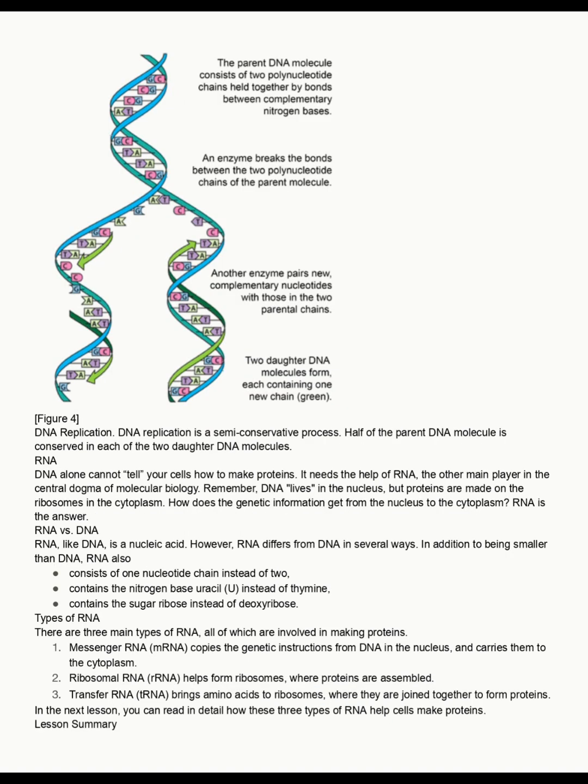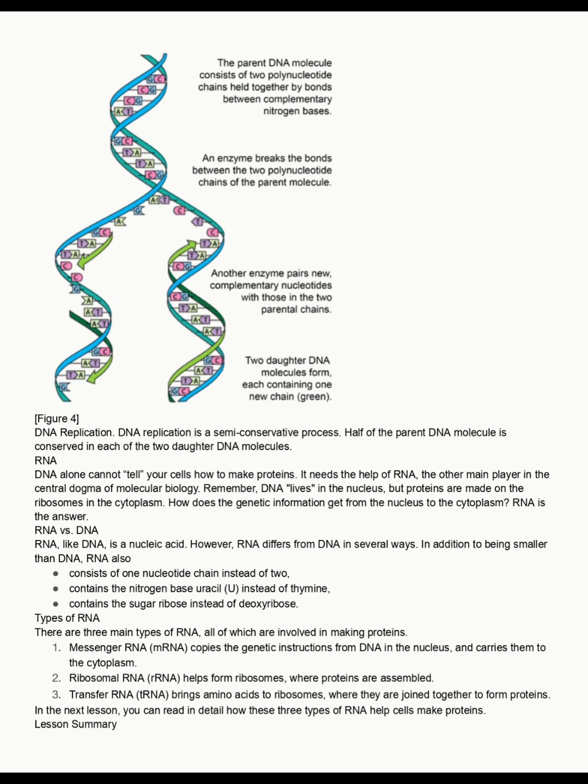RNA. DNA alone cannot tell your cells how to make proteins. It needs the help of RNA, the other main player in the central dogma of molecular biology. Remember, DNA lives in the nucleus, but proteins are made on the ribosomes in the cytoplasm. How does the genetic information get from the nucleus to the cytoplasm? RNA is the answer.